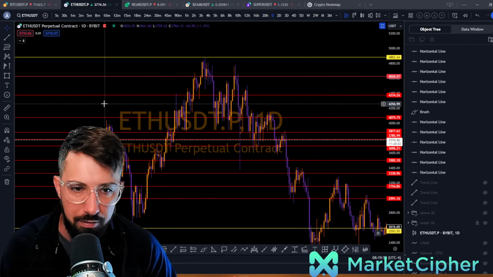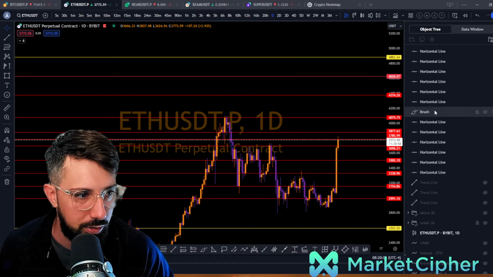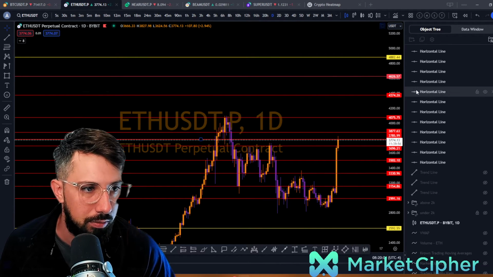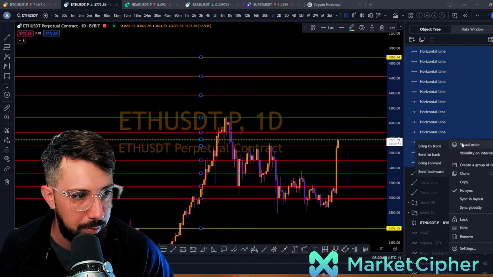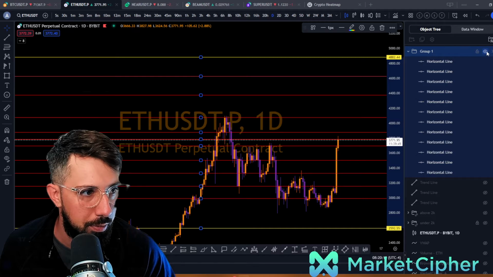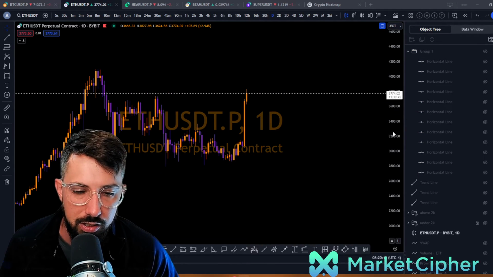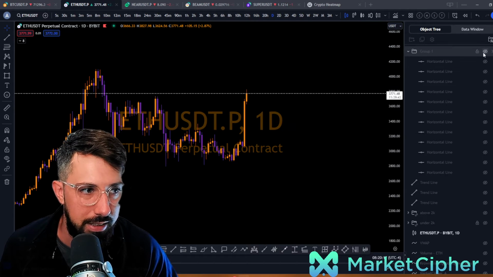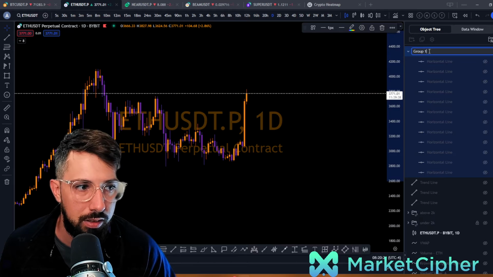So now that I have it, my chart is extremely messy, okay? So what I want to do is make sure that I'm labeling these, okay? And grouping them so that I have a beautiful group of drawings that I can turn on and off, keep my charts nice and neat. So in confluence with these levels, okay? And I can label it levels.